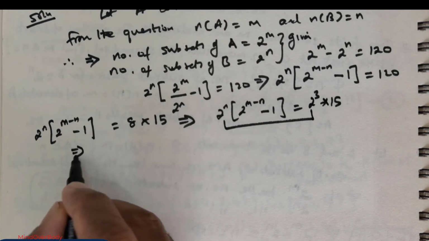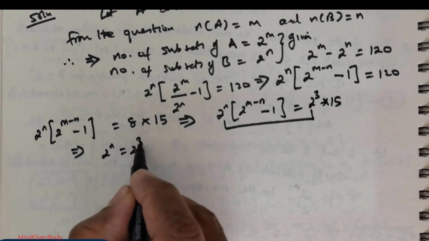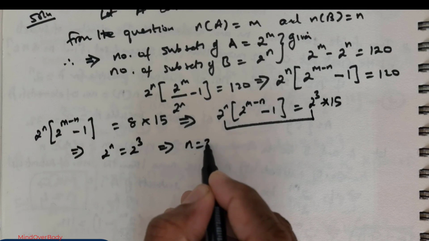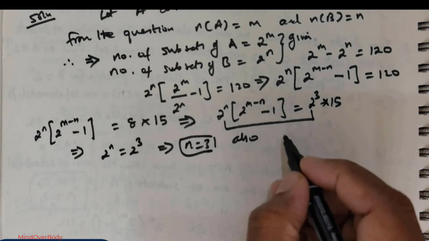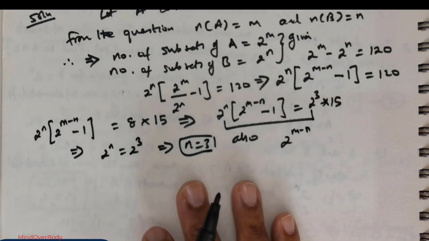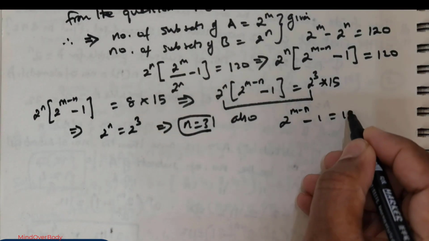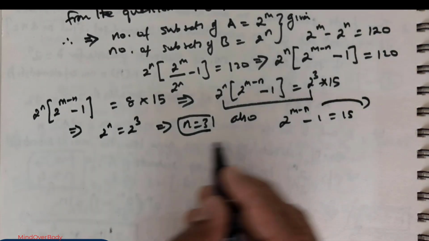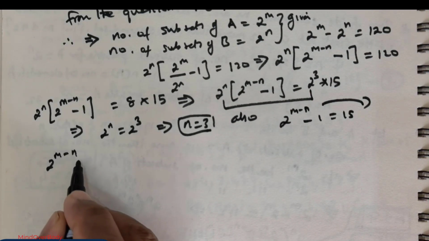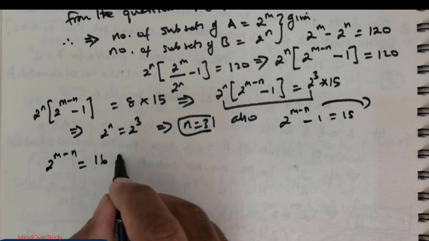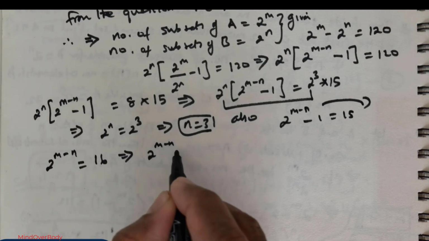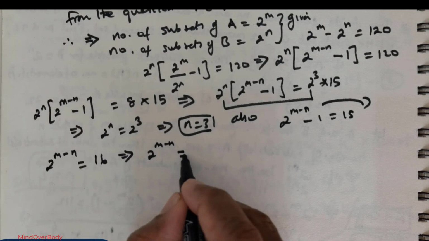So this means 2 raised to the power of n is equal to 2 raised to the power of 3. So n is equal to 3. Okay, also you got 2 raised to the power of m minus n minus 1 is equal to 15. You push this one to the other side, so 2 raised to the power of m minus n is equal to 16.